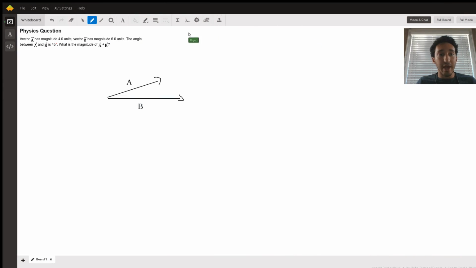Alrighty. So vector A has a magnitude of 4 units and vector B a magnitude of 6. The angle between them is 45 degrees. What is A plus B? So I've begun drawing out what this could potentially look like between vectors A and B. Vectors shown here. And let me just add in the angle, 45 degrees, between them.